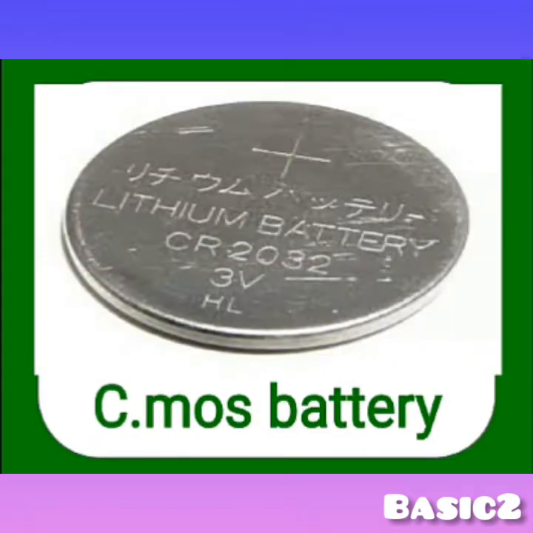Next is the battery, like the CMOS battery. The CMOS battery helps to control date and time of the computer. That is why at times when you on your system, you see that the date that was there is still correct and the time has not changed. That is how the CMOS battery looks like.